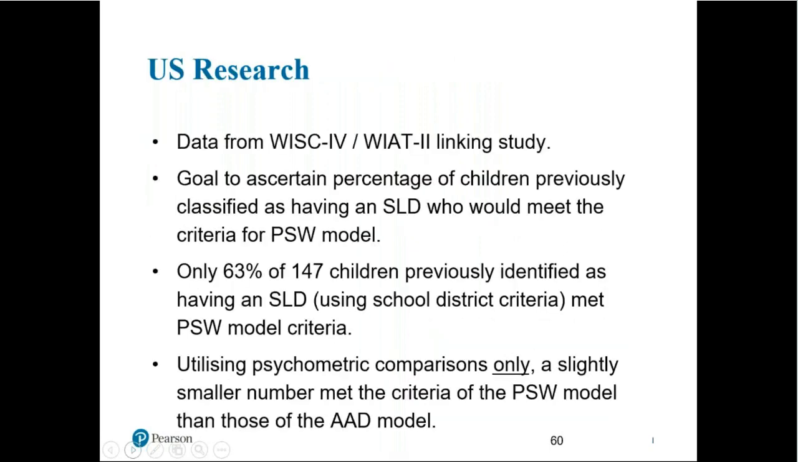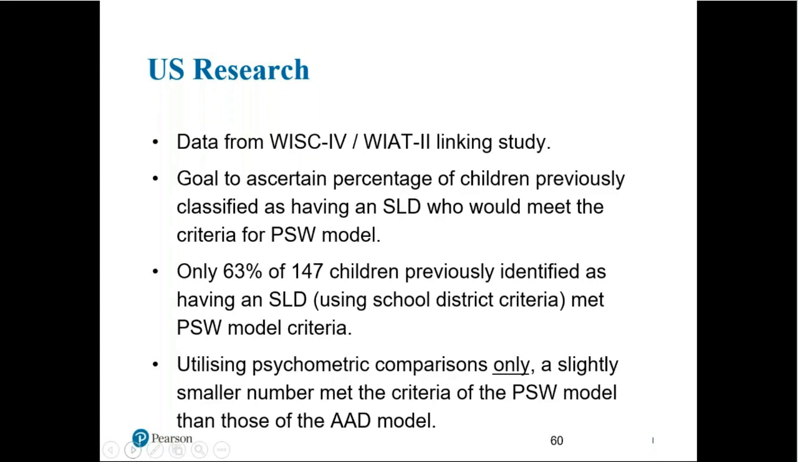We also know from US research, and in particular using data from the previous edition of these assessments, which were the WISC-IV and the WIAT-III, the goal was to ascertain the percentage of children who were previously classified as having a specific learning disorder who would meet the criteria for a patterns of strengths and weaknesses model. So all of their scores were run through the analysis, and they found that only 63% of nearly 150 children who were previously identified as having a specific learning difficulty actually met the patterns of strengths and weaknesses model. Only 63%.